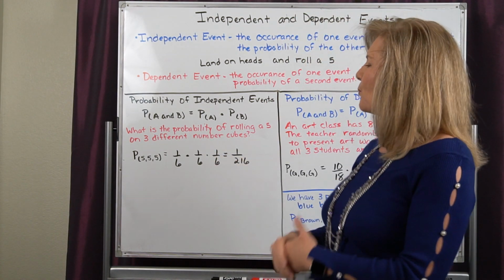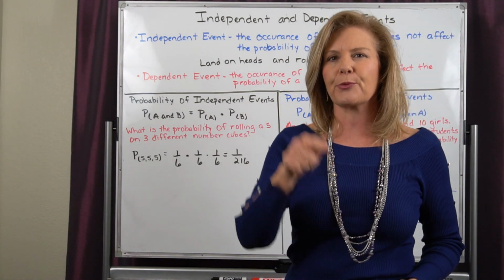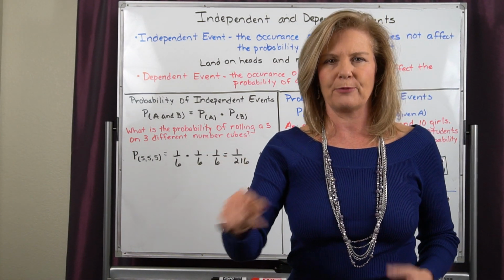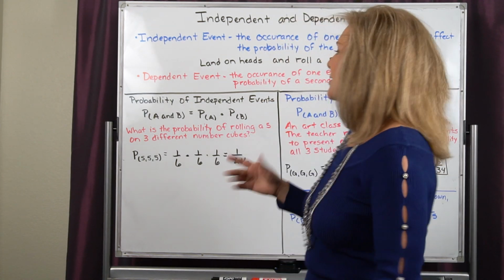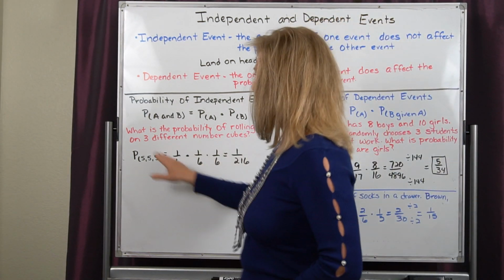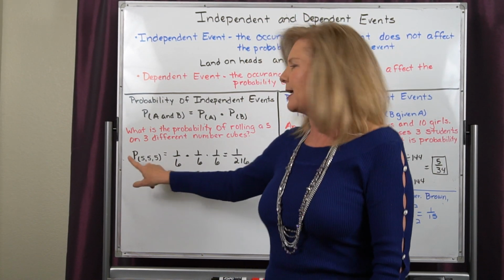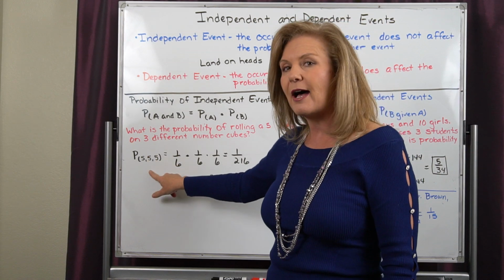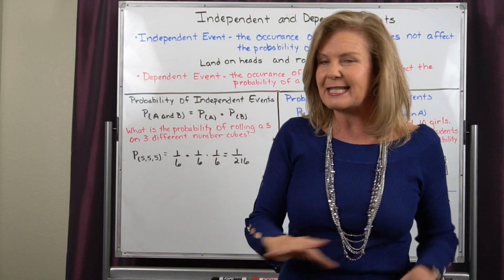So here's an example. What is the probability of rolling a 5 on 3 different number cubes? Now, a number cube is always just a die, but in math they always say number cube. So I always set up my problem where I want to see what is going to happen. So what's the probability of getting a 5, then a 5, then a 5? And when we do this, remember, each event is separate.